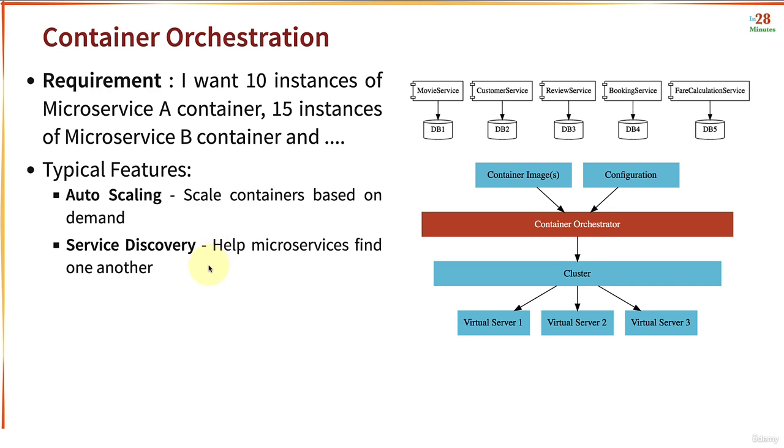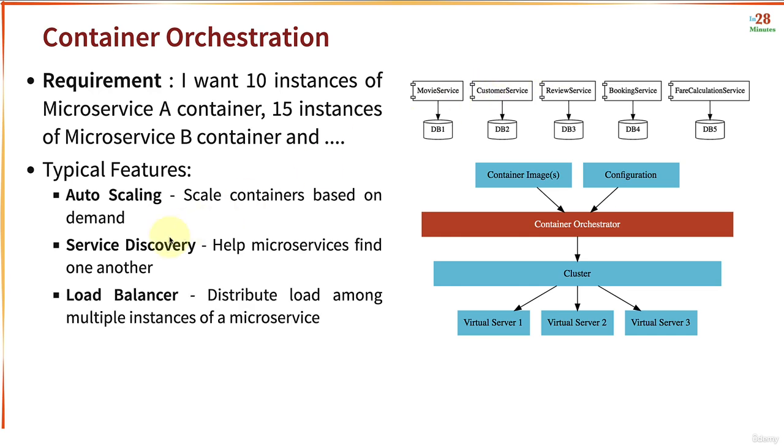You'd also want service discovery. You'd want to help microservices find one another. A review service might want to talk to movie service, or it might want to talk to customer service. You don't want to hardcode the URL of the movie service and the customer service in review service. You'd want the review service to be able to dynamically find out the customer service. This is what is called service discovery. We already talked about the fact that we would have multiple instances of each of these microservices, and therefore load balancing becomes important. You'd want to be able to distribute load among the multiple instances of a specific microservice.